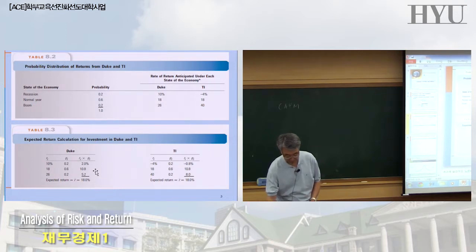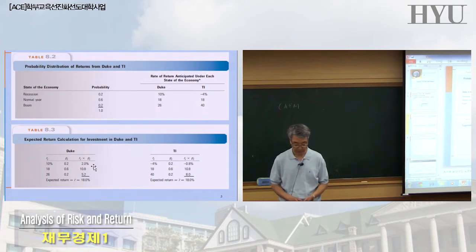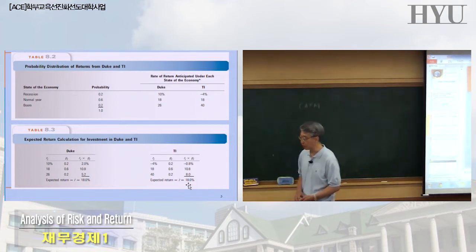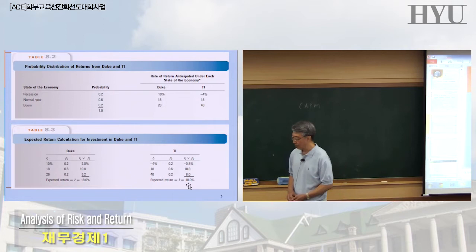So on average, you can expect an 18% return from Duke stock. And on average, you can expect another 18% from TI. So I have a feeling that they adjusted these numbers slightly so that you will have an 18% average or expected return in both stocks.